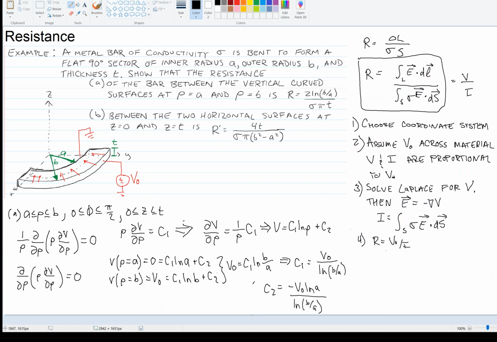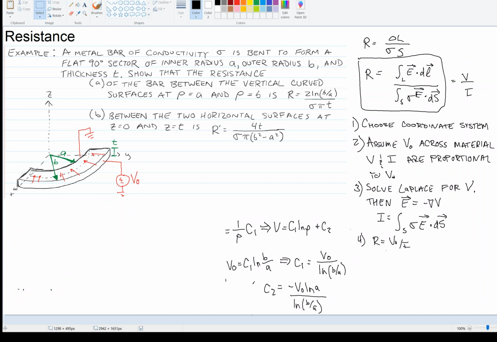All right. So I'm going to erase some of this work, this work over here. So with those constants, I can plug them back into our potential difference equation, therefore fully specifying the potential.